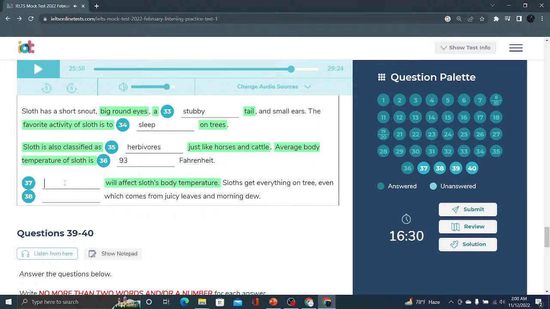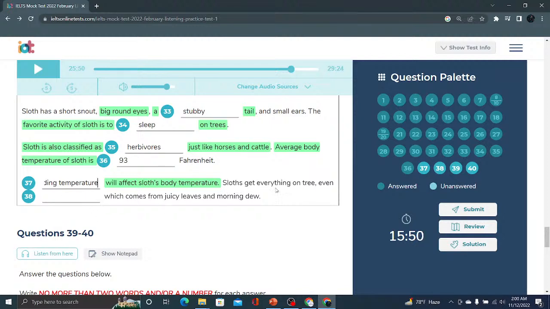Okay, I hope you got the answer. The answer would be surrounding temperature, because he was saying that a sloth's body temperature fluctuates with the surrounding temperature. So the answer would be surrounding temperature. Okay, so let's move on to question number 38.